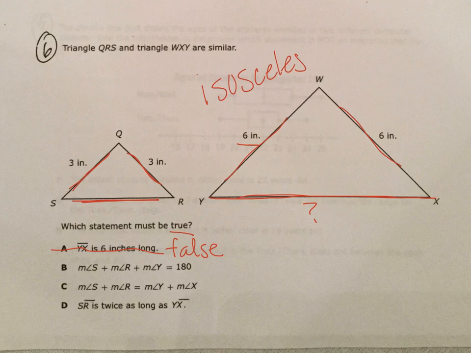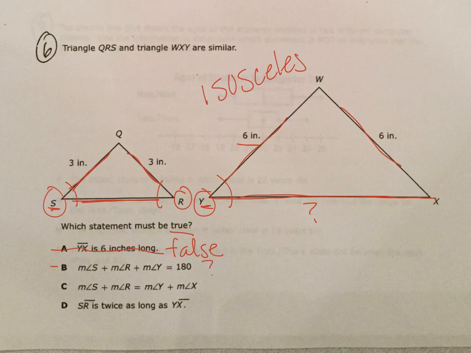Okay, the measure of angle S plus the measure of angle R plus the measure of angle Y. I know these two angles are the same, but because it's an isosceles, that means that this one is exactly the same as S. I don't know if that would exactly make this statement true.